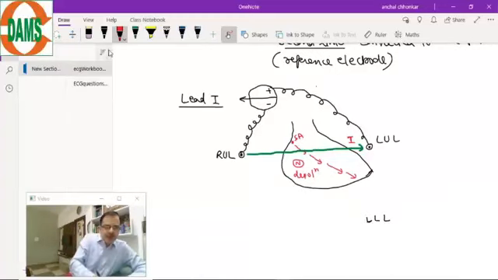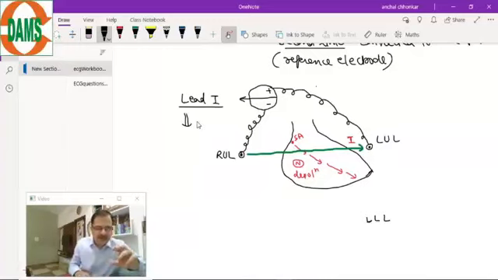Now my question to you: if we look at lead 1, all of you have done the basics. Atrial depolarization is represented by the P wave. Ventricular depolarization is represented by the QRS complex.